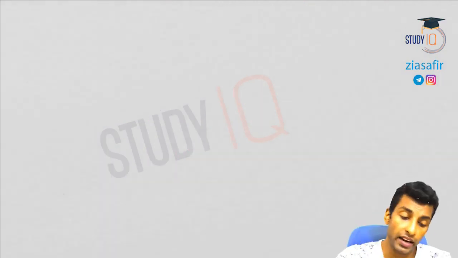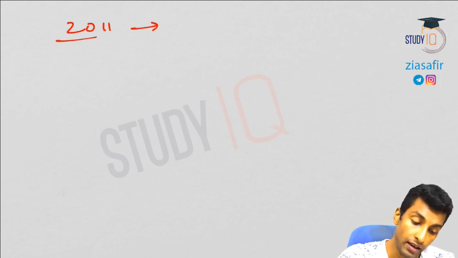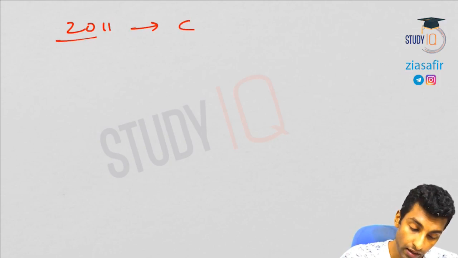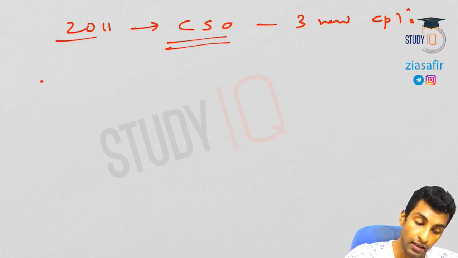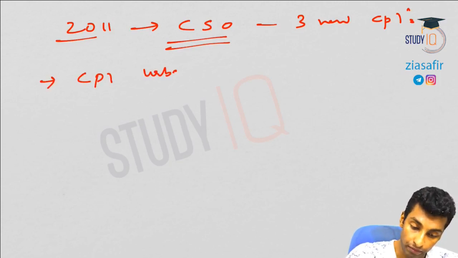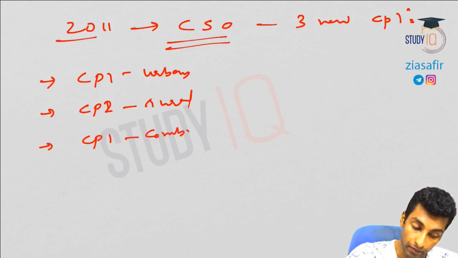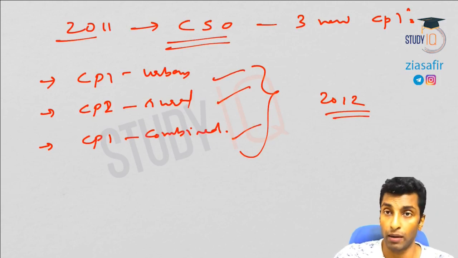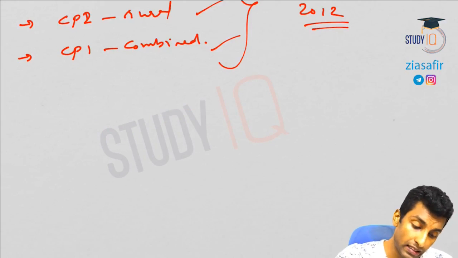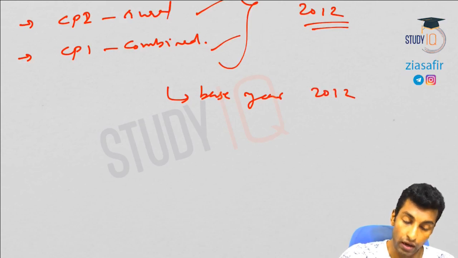Now in 2011, CSO, Central Statistical Organization, introduced 3 more CPIs. So CPI urban, then CPI rural, then CPI combined. And this was actually a question in 2012. These are broader. When we talk about CPI urban, rural, combined, these are broader. The base year of all 3 is 2012.